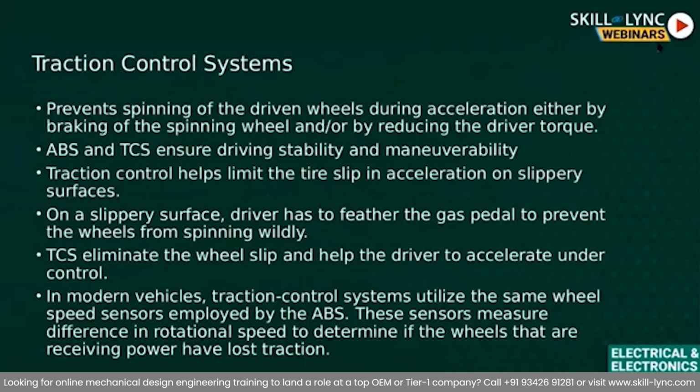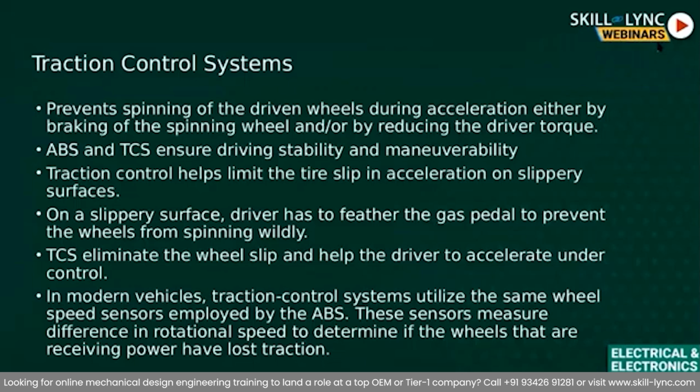So let's move on to the next active safety system, which is the traction control system. The next active safety system we are going to discuss is the traction control system, also known as TCS. TCS prevents spinning of the driven wheel during an acceleration, either by braking the spinning wheel or by reducing the driver torque. ABS and TCS ensure driving stability and maneuverability.